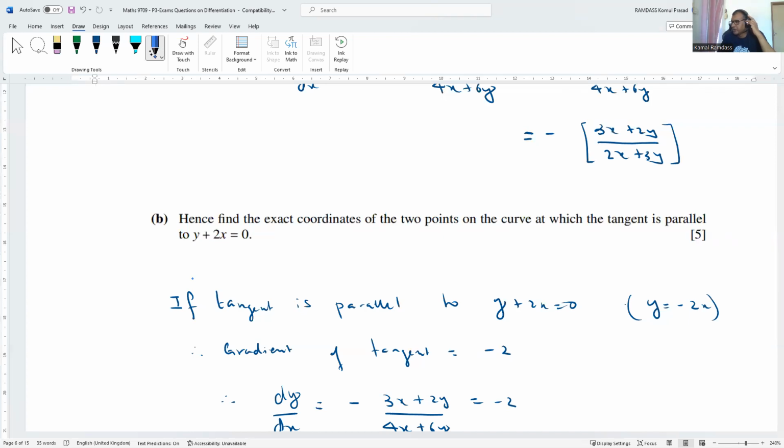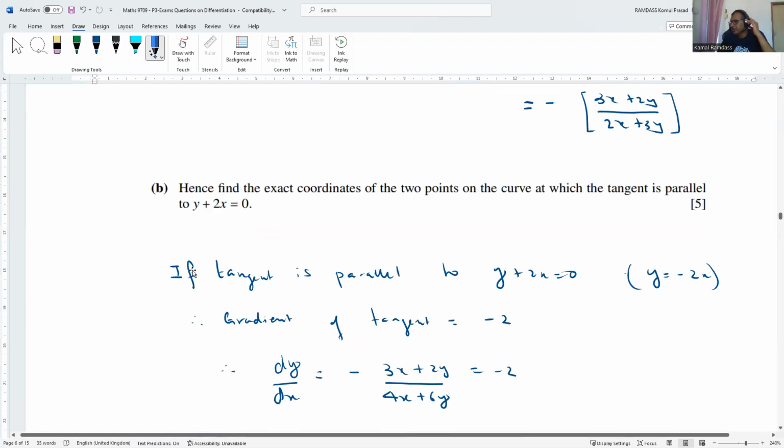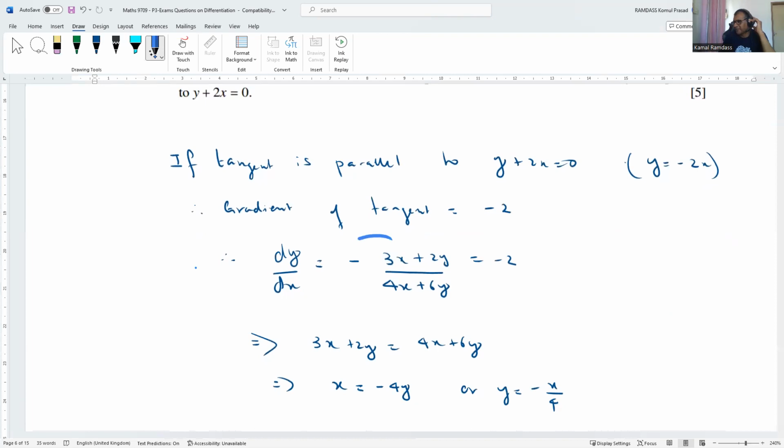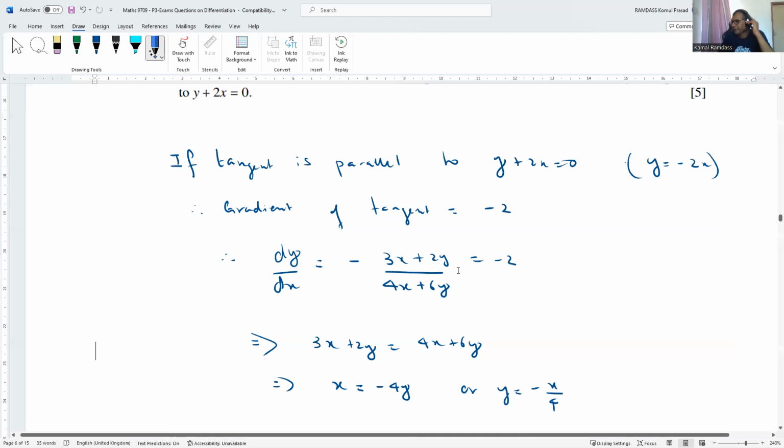y plus 2x is equal to 0, ça veut dire y is equal to minus de 2x, ça veut dire gradient of tangent is equal to minus de 2. OK? Gradient of tangent is equal to minus de 2. Ça veut dire, nous peut dire que dy by dx, l'expression qui nous prouve là, est égale à minus de 2. Et finally, 3x plus 2y is equal to 4x plus 6y.